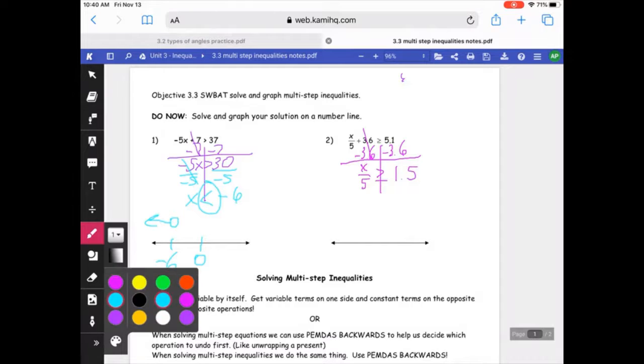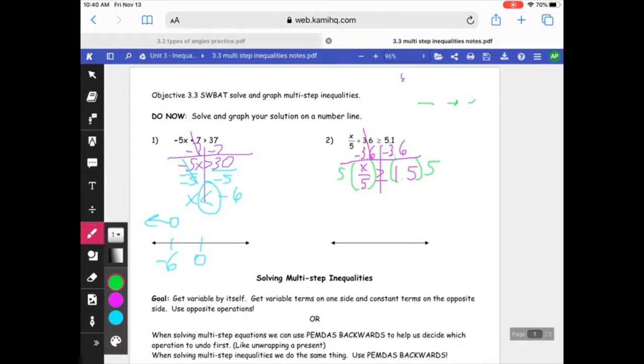And now we have x divided by 5. Remember that fraction means division. So we're going to multiply both sides by 5 to get rid of the 5 in the denominator. That's going to cancel these 5s, and we're going to be left with x is greater than or equal to 1.5 times 5, which gives us 7.5.